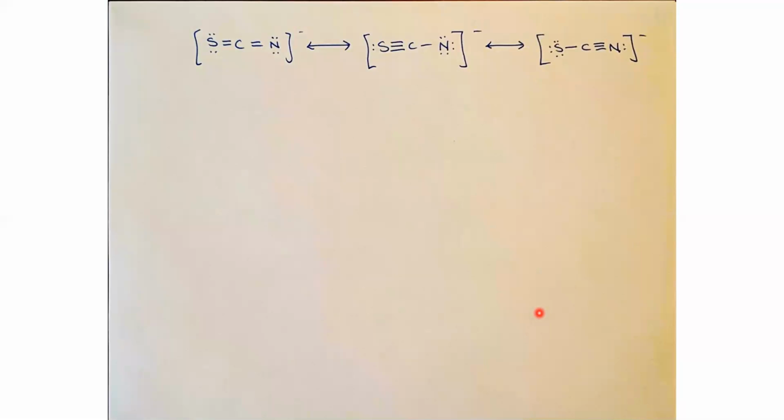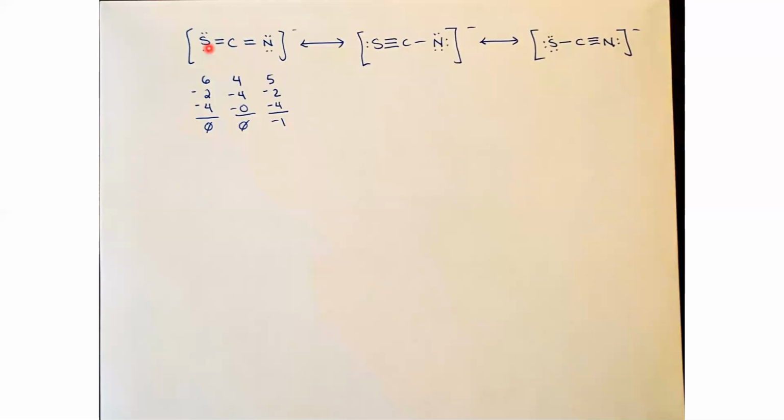So going back to this thiocyanate, we should be able to get the formal charge for every single one of these atoms in every single one of these structures. There's only 3. It's pretty easy to do. So let's see how we would do it here with this first one. Sulfur brings 6 valence electrons.